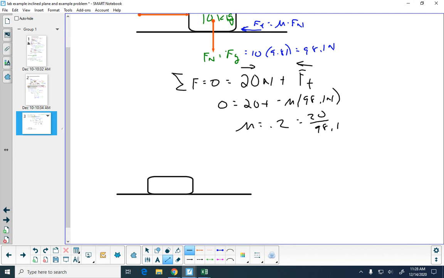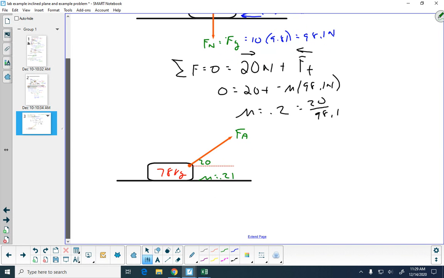So we are pulling this bag of leaves at an angle of 20 degrees. We have 78 kilograms. We have an angle of 20 degrees. So here's our force applied. We have mu equal to 0.21. We have, once again, velocity equal to a constant, which will then imply that the net force is equal to 0. So the sum of our forces must equal 0, and we need to calculate this force being applied.